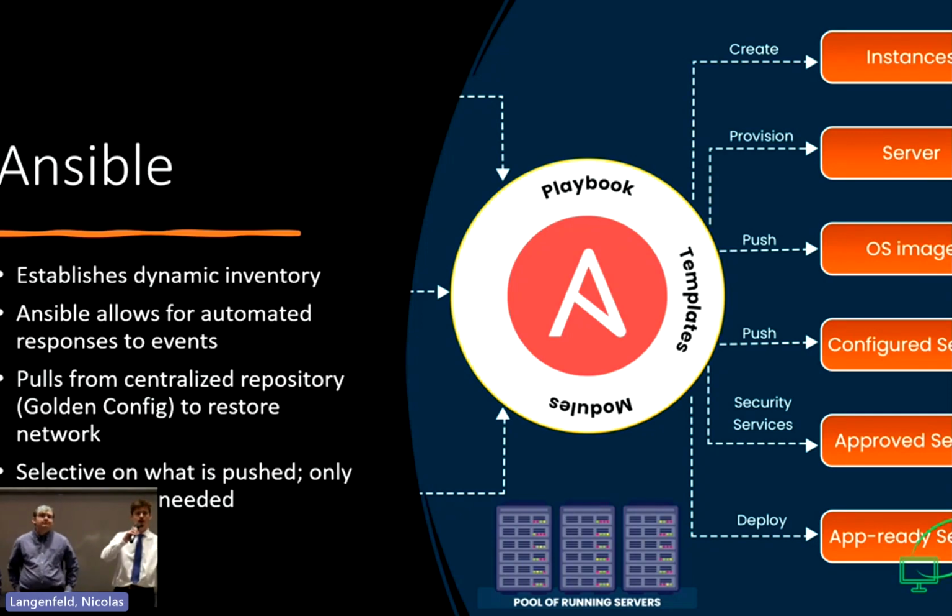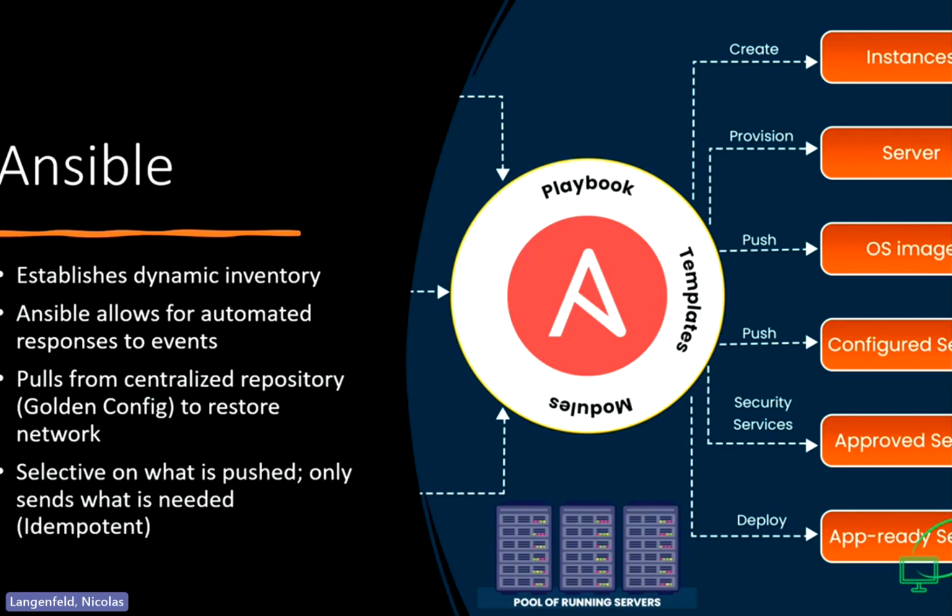So for our automation solution, we chose Ansible since that was what was requested in our statement of work. And this allows for a couple of different things. It allows us to establish a dynamic inventory, either through a regular API query or through a GraphQL query. It also allows us to have automated responses to various events on our network, allowing it to be self-healing if you have the response set up for the event.